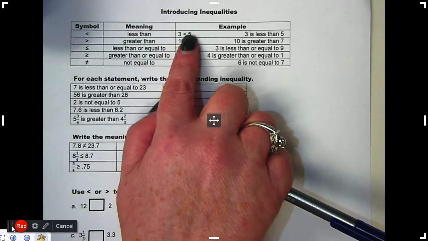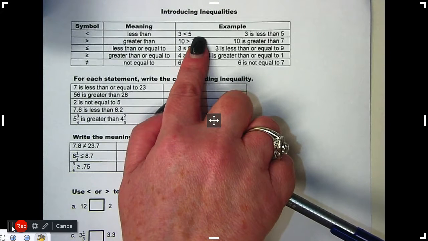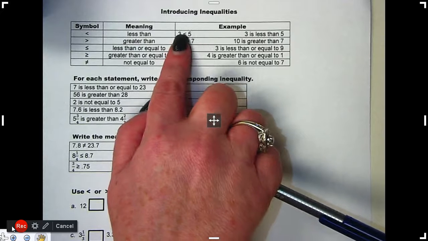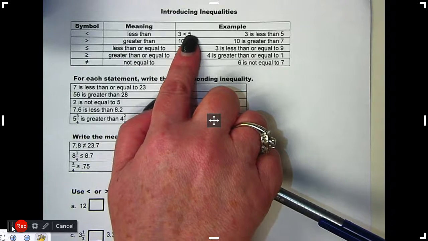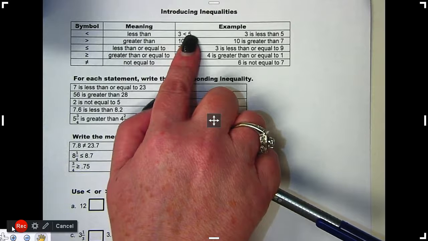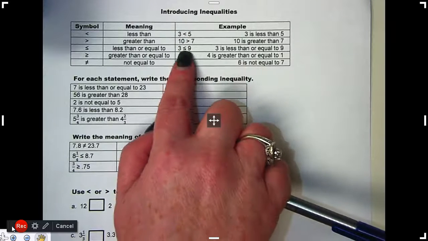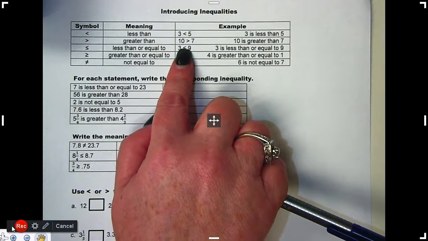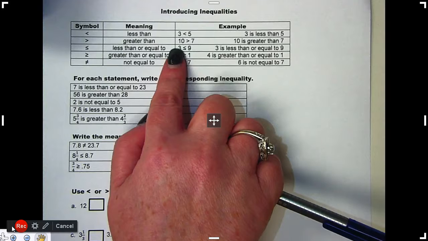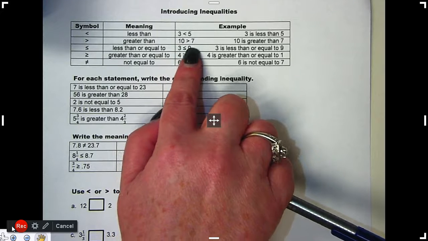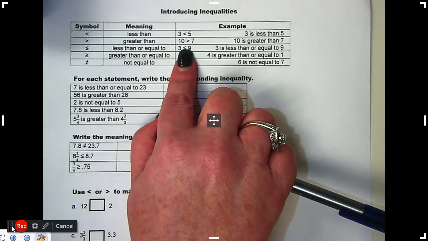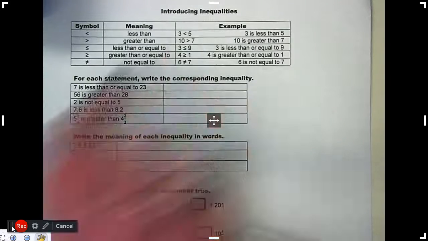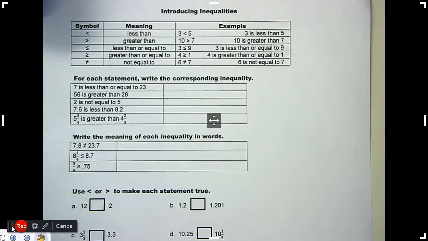Could 5 be less than 5? If I change that, could 5 be less than 5? No, but could 5 be less than or equal to 5? Yes, it just gives you a different option. So 9 does fit here. 9 is less than or equal to 9. Without that line, 9 could not be less than 9. So you have to make sure that you are interpreting correctly.